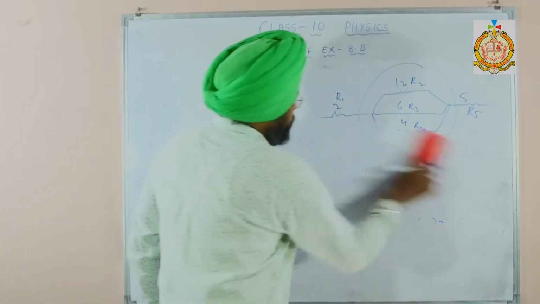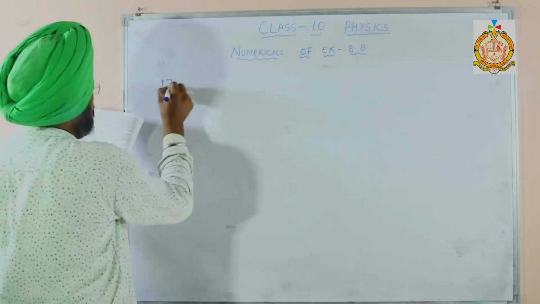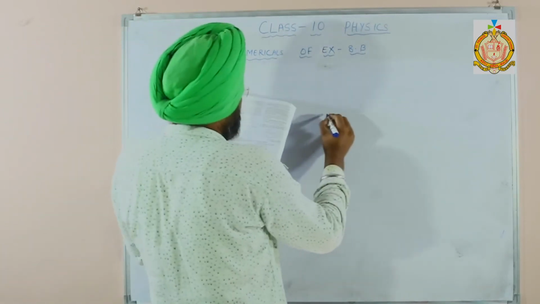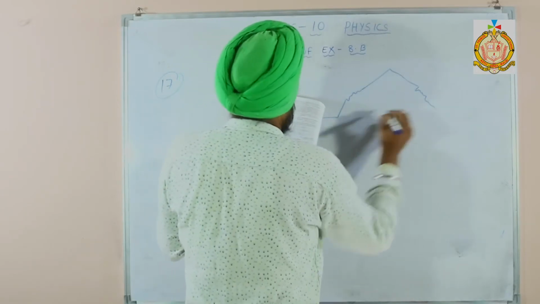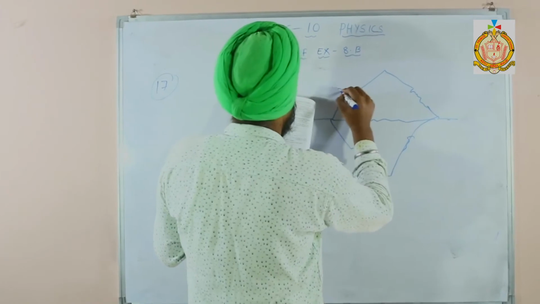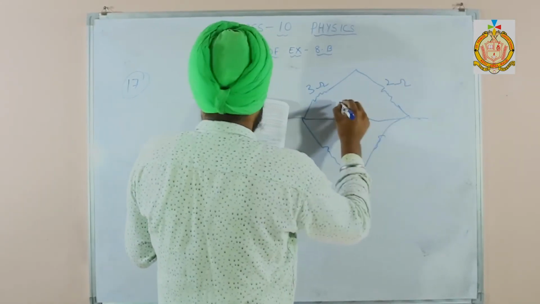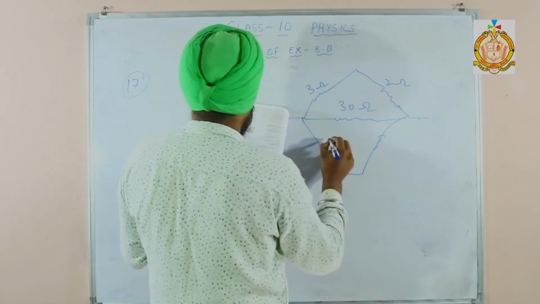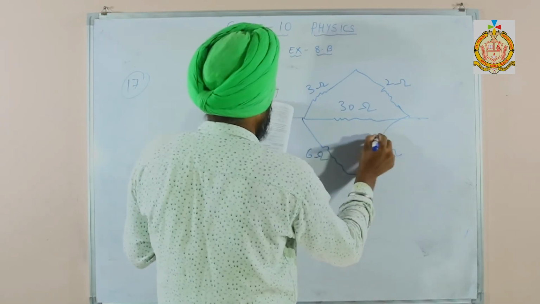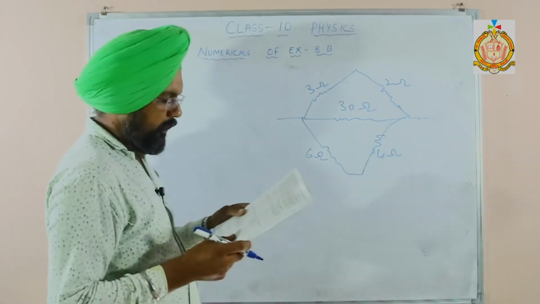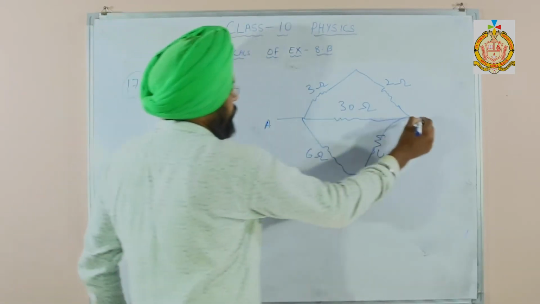Now next we are having numericals. Next is the 17th numerical, the diagram is like that. This will be 3 ohm, this is 2 ohm, this is 30 ohm, this is 6 ohm, and this will be 4 ohm. Now we have to find the equivalent resistance between A and B. This is A and B.